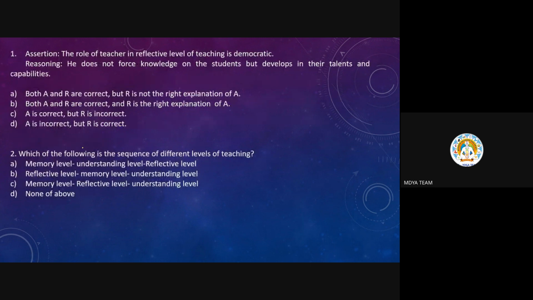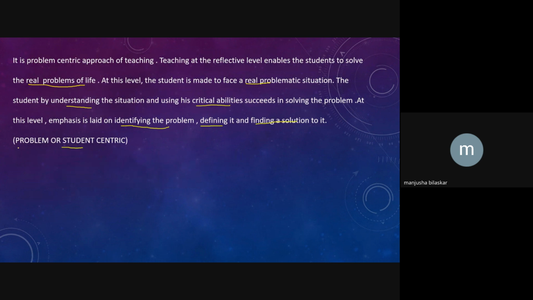Any doubt? Ma'am, reflective level is problem centered and subject centered, right? Yes. And also student centered. Because in reflective level, the learner is doing things on their own. So, ma'am, understanding level is also student centered, and reflective level also, to some extent, is student centered. Yes, to some extent. Okay. Anyone else? Any doubt?